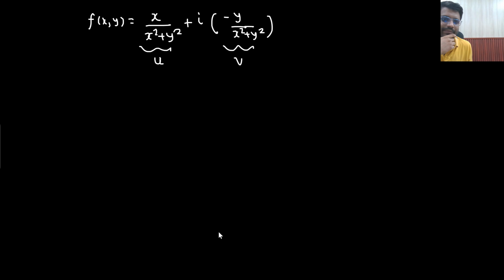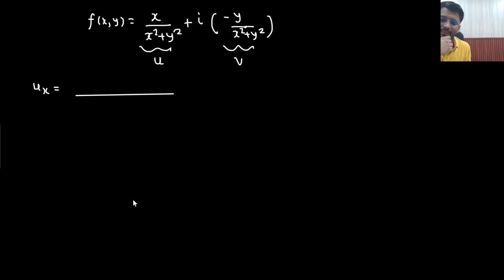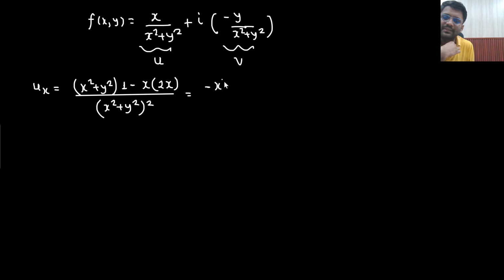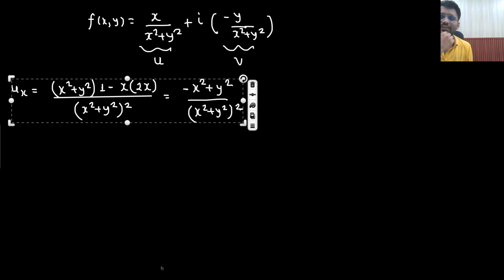Now do the partial differentiation. You can do it on your own. Partial differentiation of u with respect to x, what will you be getting? x square plus y square whole square. Partial differentiation of u with respect to x will be 1 minus 2x here. So what answer are you getting? Minus x square plus y square upon x square plus y square whole square. This is your partial differentiation of u with respect to x.